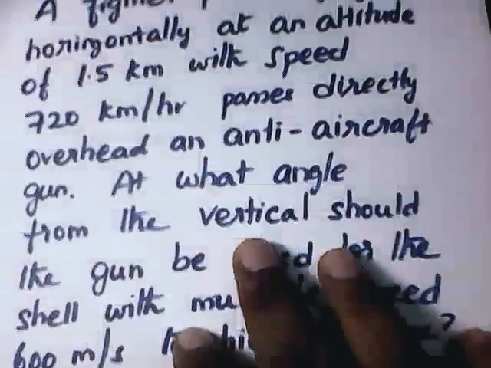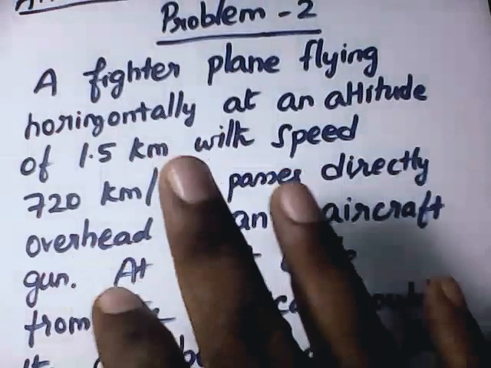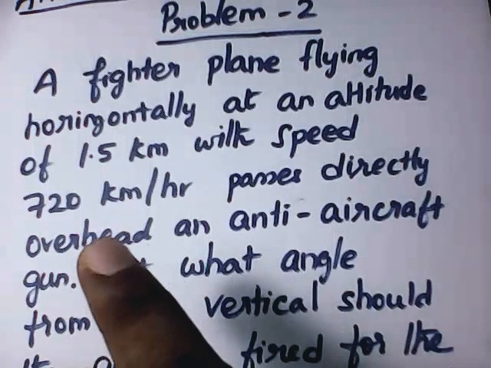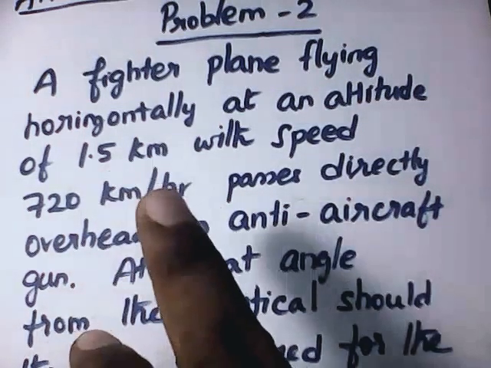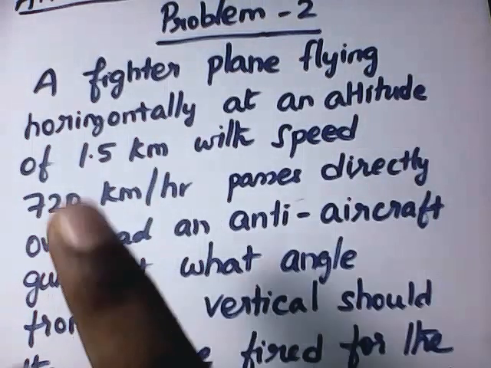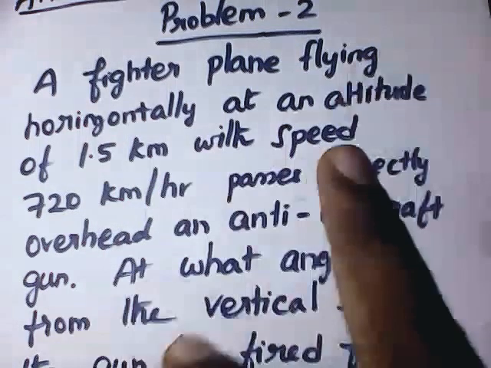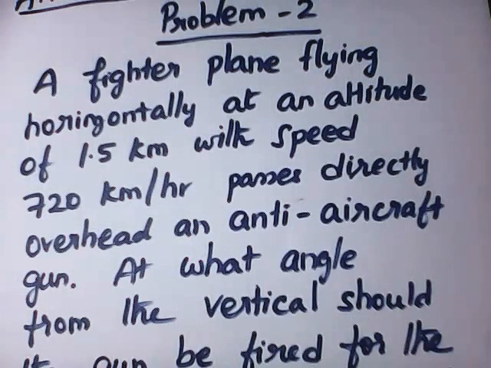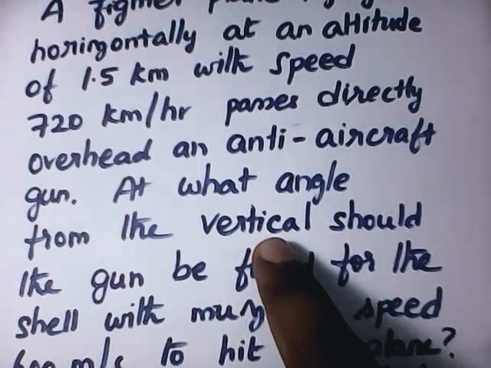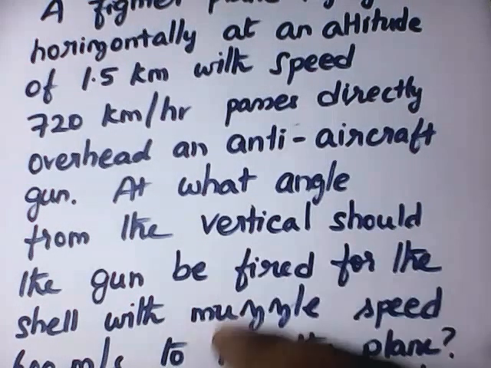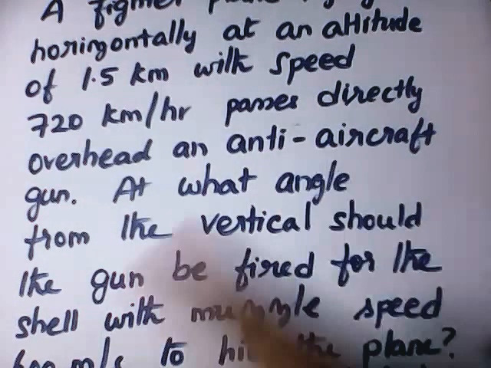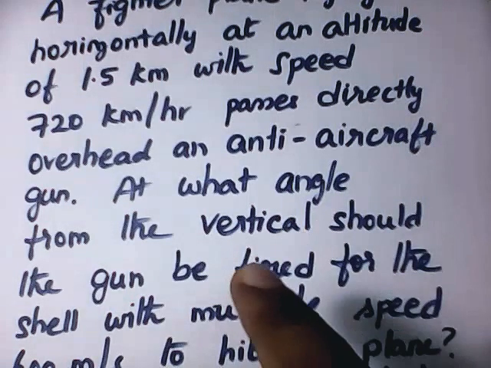The fighter plane is moving in a horizontal direction at an altitude of 1500 meters, that is the height, and 720 km per hour is the speed. So 720 should be multiplied by 5 by 18, or 1000 by 3600, to convert kilometer per hour into meter per second. They are asking for the vertical angle, not the horizontal angle. So you should keep that as theta and find the answer. Or as you wish, you can make it theta with the horizontal and finally take 90 minus theta to get the answer as per the question.